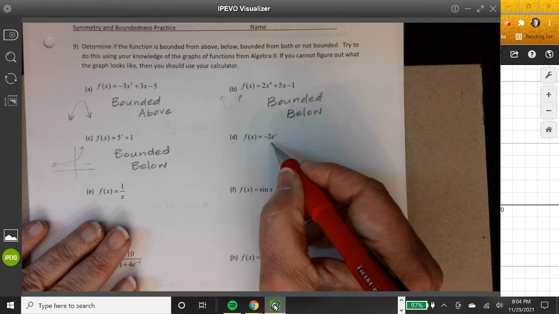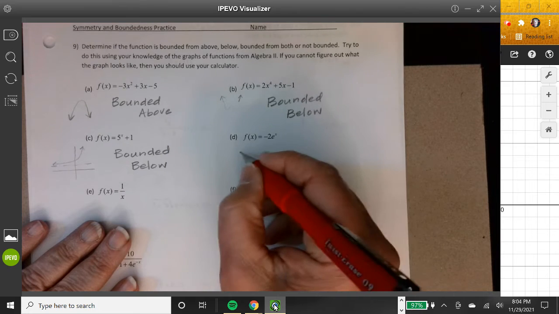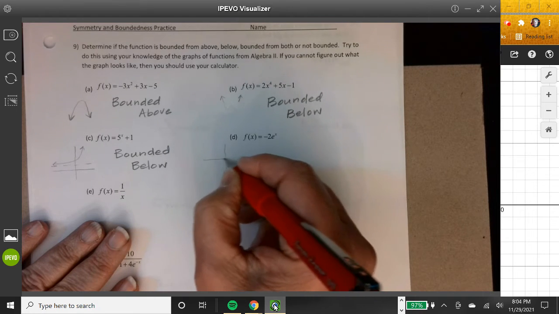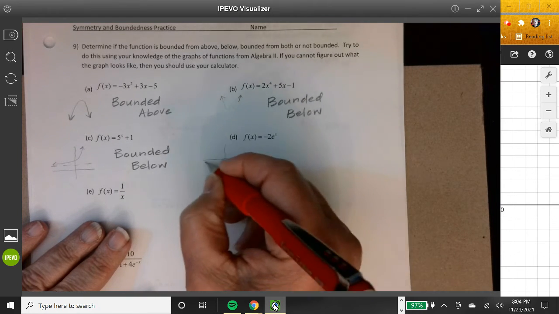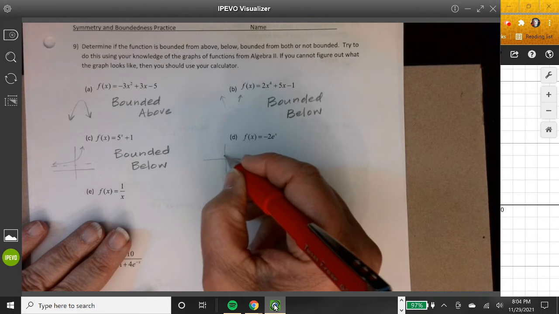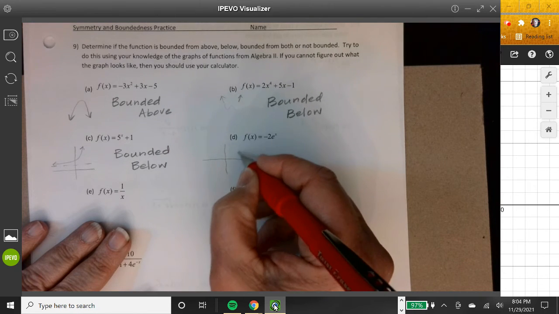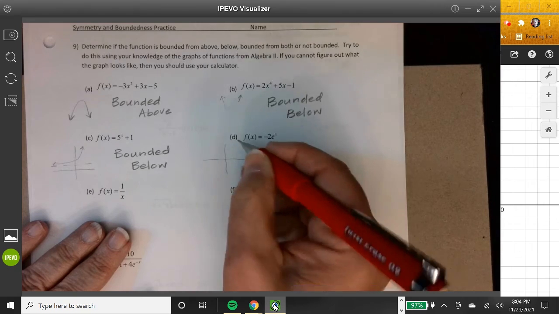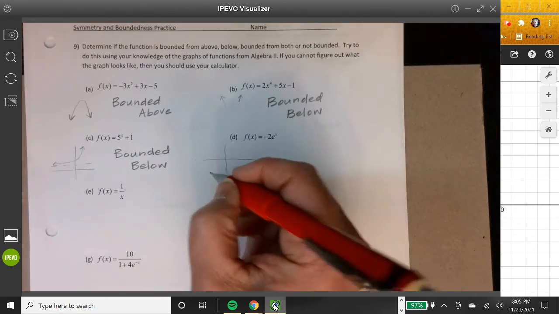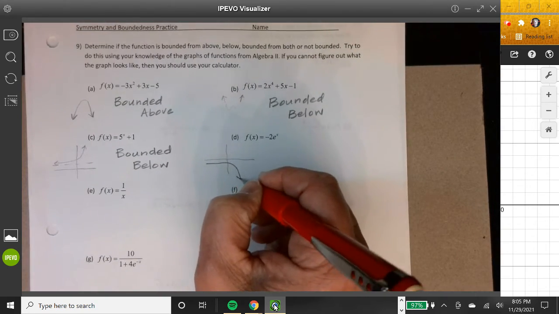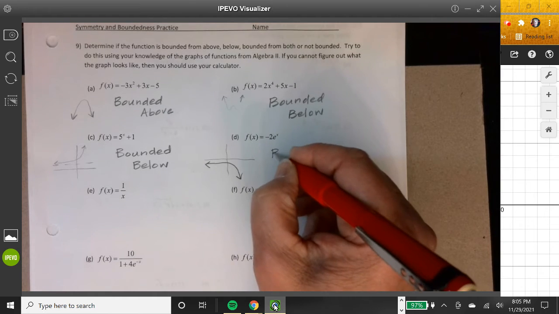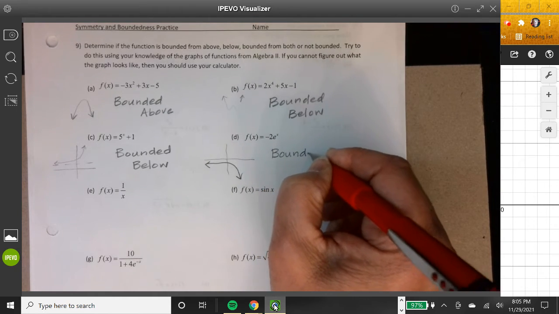This one is negative 2e to the x. So that means that's e to the x flipped upside down, multiplied by 2. So e to the x would be ordinarily like this, except we're making it negative, so we're taking it and flipping it across the x-axis. So this is going to look like this. So this one is bounded above.